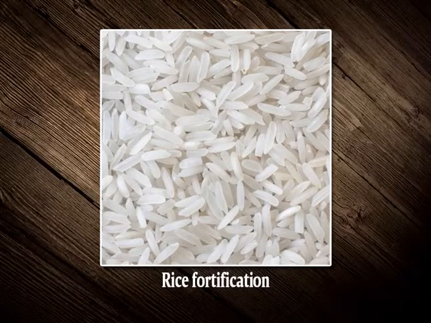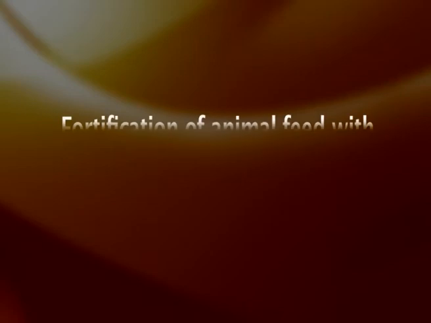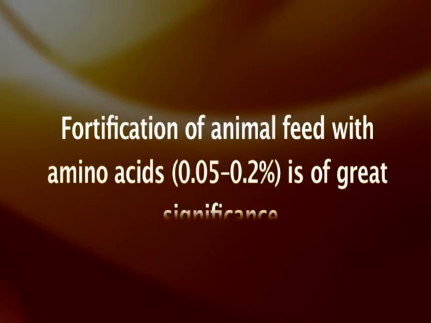Illuminating examples are rice fortification with L-lysine and L-threonine, supplementation of bread with L-lysine, and fortification of soya and peanut protein with methionine. Synthetic amino acids are used also for chemically defined diets, which can be completely absorbed and utilized for nutritional purposes in space travel, in pre- and post-operative states, and during therapy for maldigestion and malabsorption syndromes. The fortification of animal feed with amino acids is of great significance. These demands have resulted in increased production of amino acids.